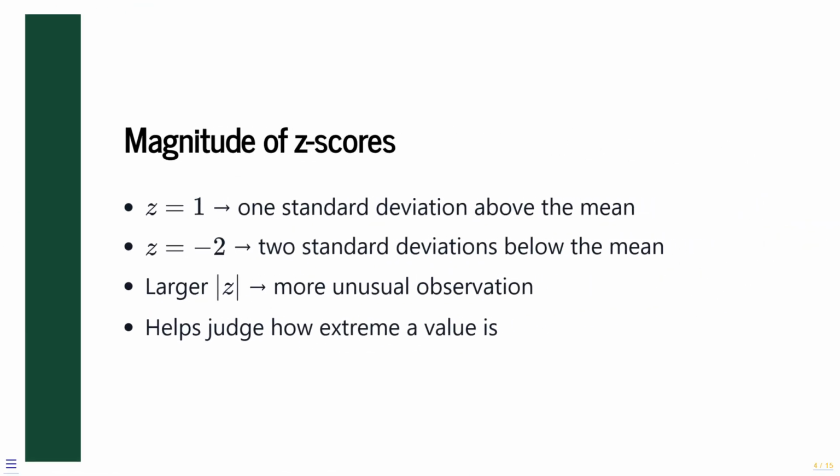But the real insight comes from the magnitude of the z-score. A value of z equal to 1 means the observation is 1 standard deviation above the mean. A value of z equal to -2 means it is 2 standard deviations below the mean. The larger the absolute value of z, the more unusual the observation is relative to the rest of the data. In this way, z-scores provide a natural scale for judging whether something is typical or extreme.